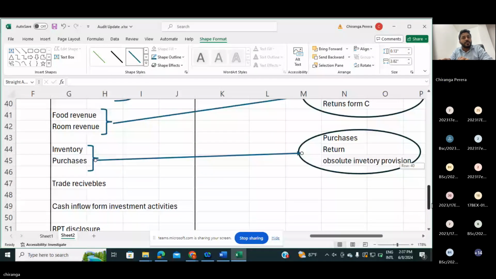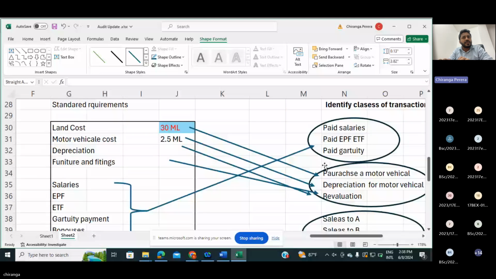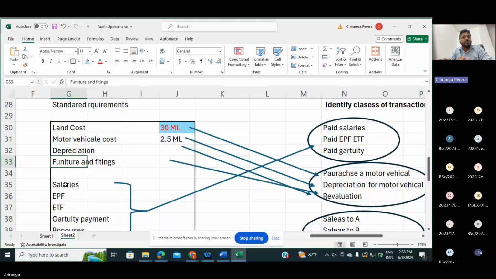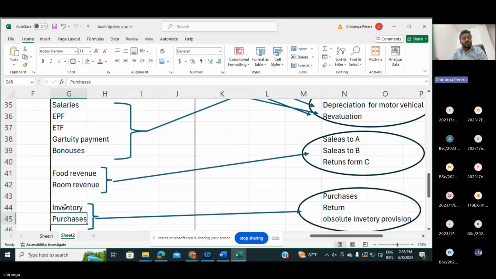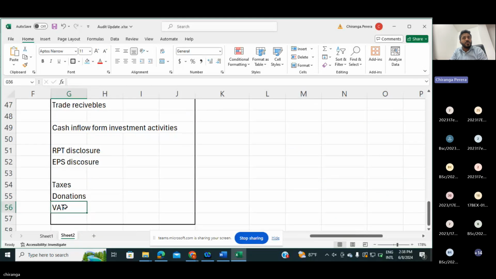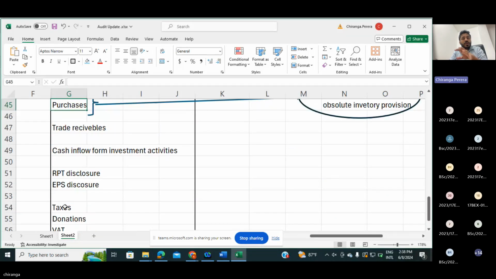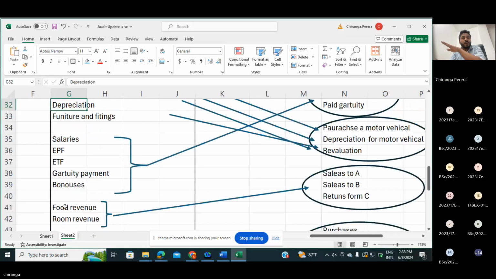Why? Imagine this should be tested. This should be tested. So these balances came because of these transactions. So we need to put at least one significant account to one class, right? Some of the significant accounts may represent 2 classes, 3 classes. That's obvious, right?